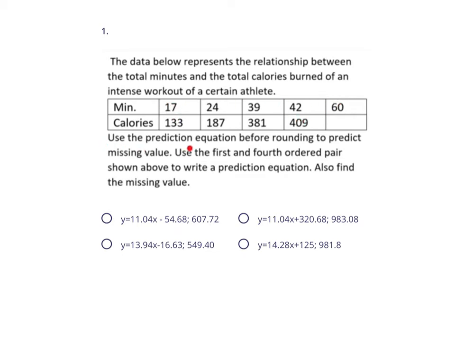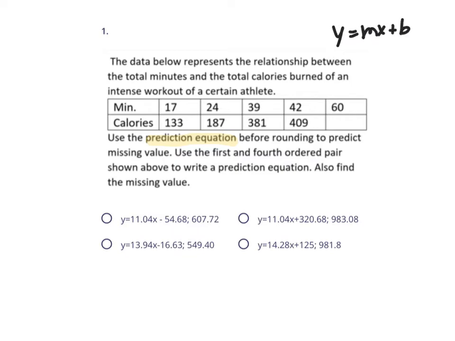It says use a prediction equation before rounding to predict the missing value. So we need to find this missing value, but before finding that, we need to find the prediction equation. Normally I would write my prediction equation in terms of y equals mx plus b. So let me jot that down right here: y equals mx plus b.